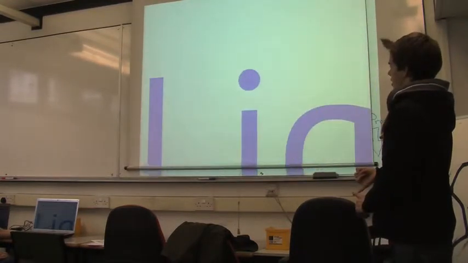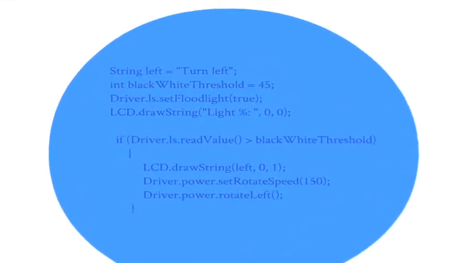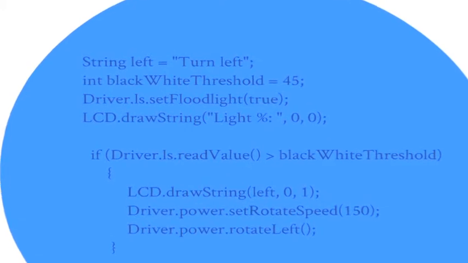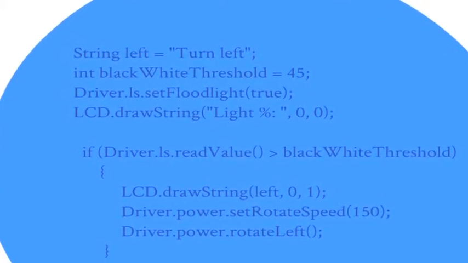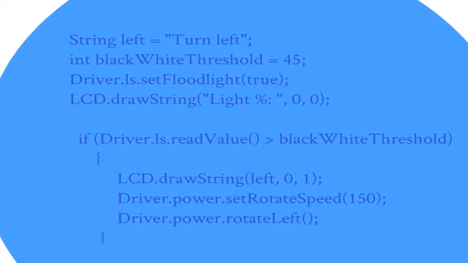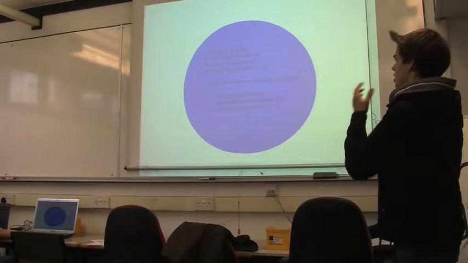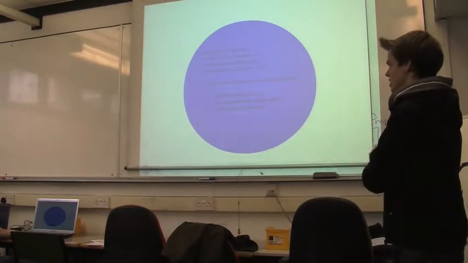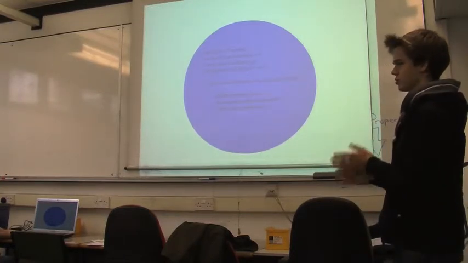Have a look at the code in there. You can see that we make this integer the black-white threshold, and then test whether the light value is greater than this or not. Obviously, with a light sensor, the higher the number, the brighter it is. So if it's more than 45, then it'll be over a white surface, and it will tell the driver that it needs to turn left to get back onto the track.